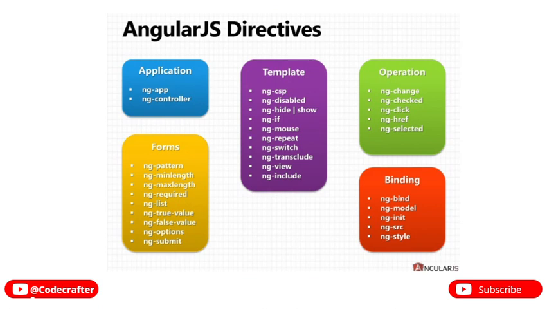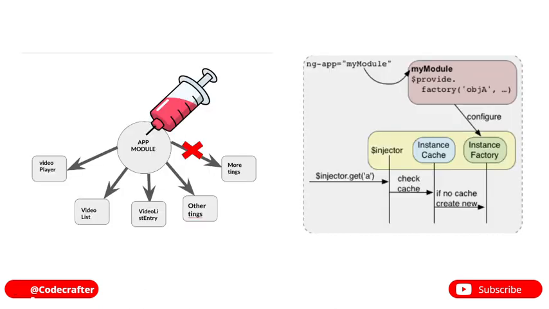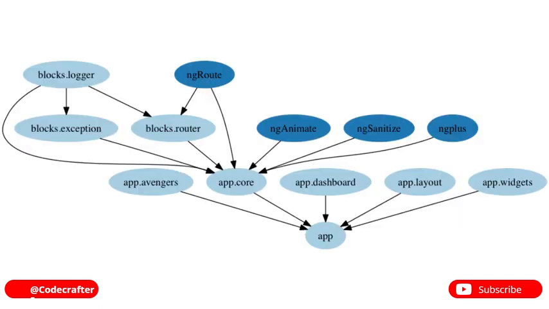Directives. AngularJS provides built-in directives like ngModel, ngBind, ngRepeat, etc., which extend HTML with new attributes and tags. These directives are used to create custom HTML elements and behaviors. Dependency injection. AngularJS has a built-in dependency injection mechanism that makes it easy to manage dependencies between different components of an application. Modularity. AngularJS allows developers to create modular components, such as controllers, services, filters, and directives, which can be easily reused across different parts of the application.